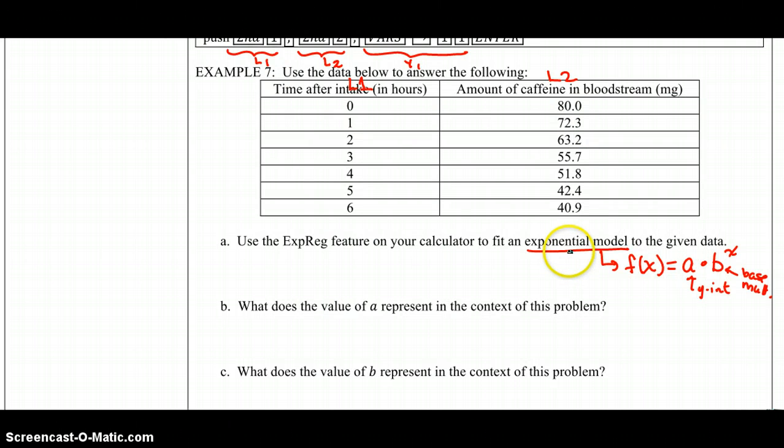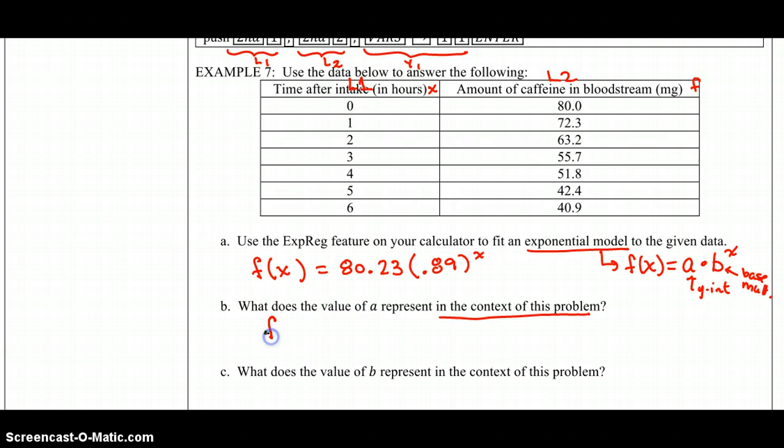Okay, so our exponential model for this one. Again, we could just use the notation x and f, or we could use caffeine. But f of x, if we round it off, is about 80.23 times 0.89 to the x. We could also write that this way, with parentheses, since there are so many dots in there, to the x. So what does the value of a represent in the context of this problem?